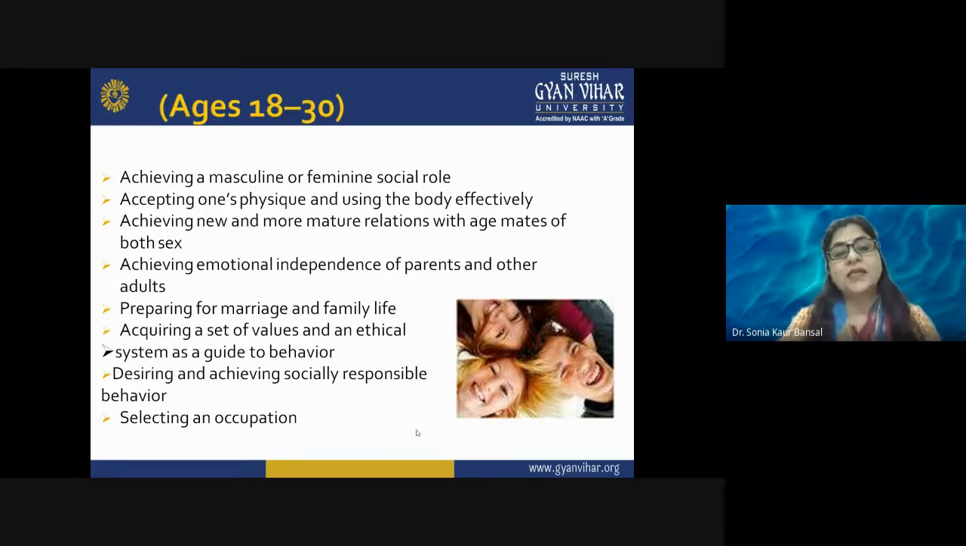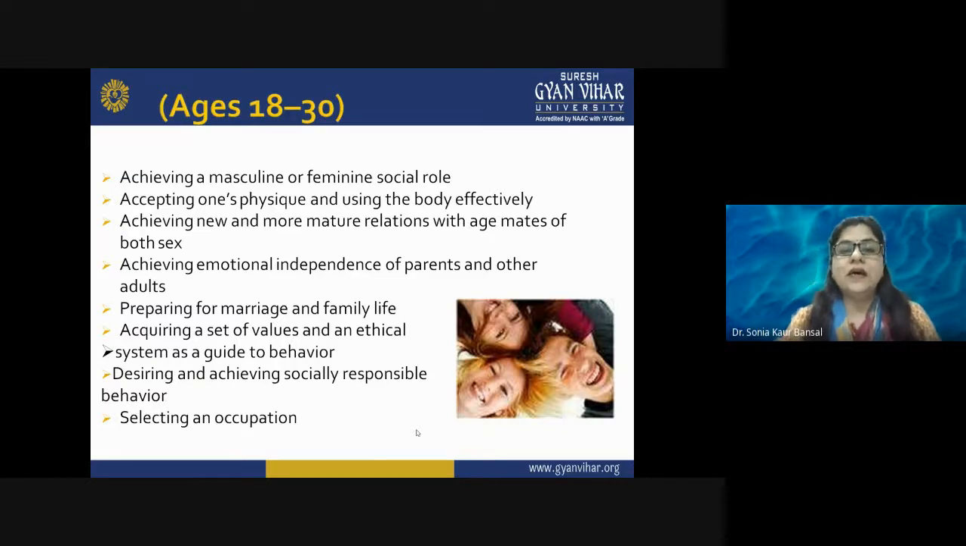And plus to that, achieving emotional independence of parents and other adults. So this is also very important in this stage, that emotional independence is really very important. So what is emotional independence? That now the control is not in the hands of parents or any other elder. So emotions are being controlled by the individual himself. Not only controlled, but they are also expressed in the right manner.